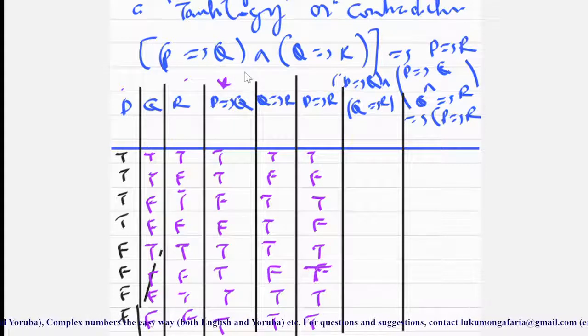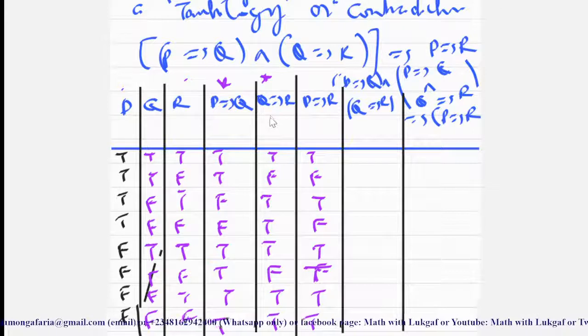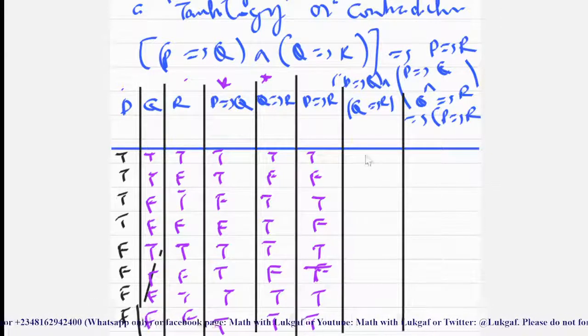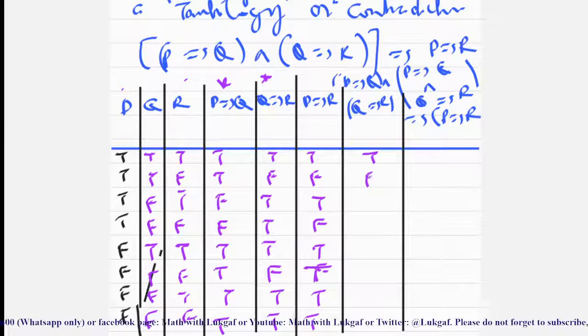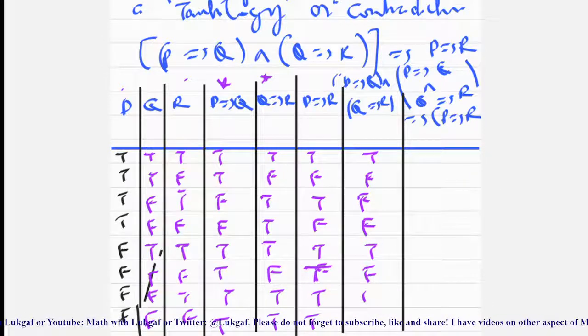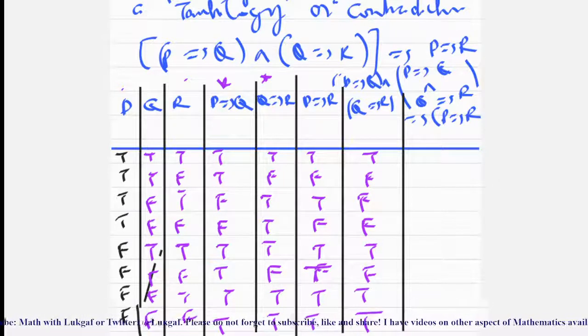P implies Q and Q implies R. So Q implies R. I think I'm making sense. Okay, let us combine the two together. This is AND. When you are using AND, you can only have true when both are true, otherwise false. True, true is true. True, false is false. False, false, true, false, true, true. I hope you understand now.